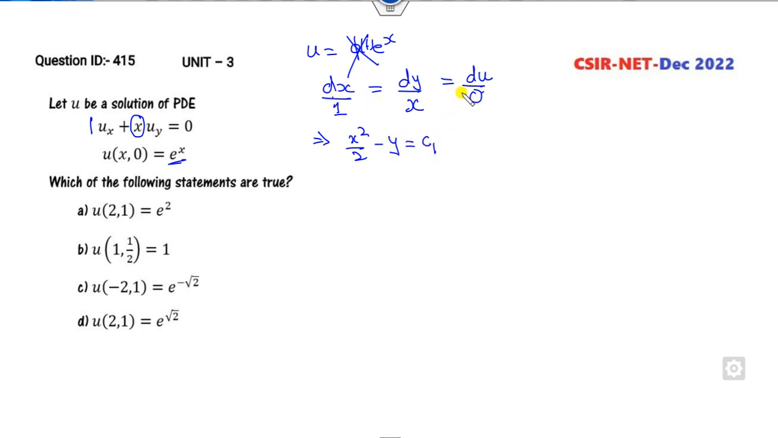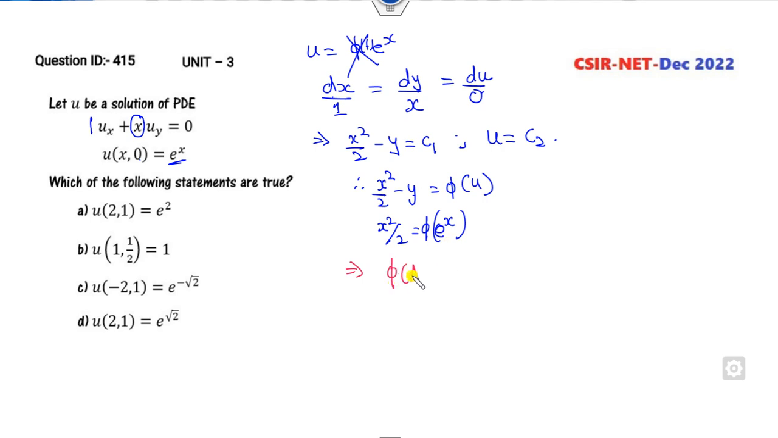If I take the first and the last, then you will get u as c2. So what is the meaning of that? I can write this function as phi of u. Now substitute u of x comma 0 here. So x square by 2 is my phi of e raised to power x. What is the meaning of that? If I consider e raised to power x as A, then x will be my log of A. So phi of A is log of A square by 2. So I can substitute here: this is log of u square by 2.